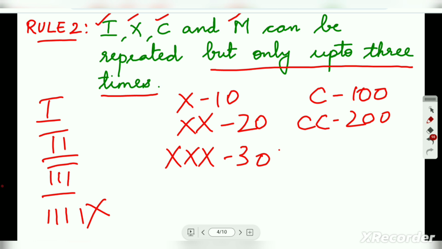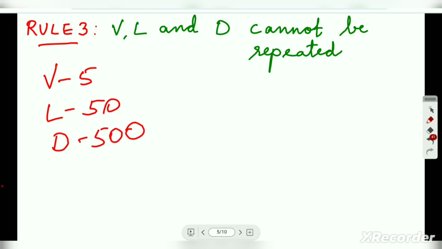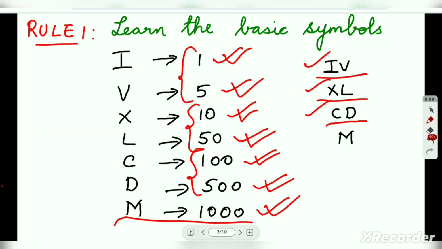Moving forward to our next rule. V, L and D cannot be repeated. So how do you remember this in an easy way? What is V? V is 5. What is L? L is 50. What is D? D is 500.